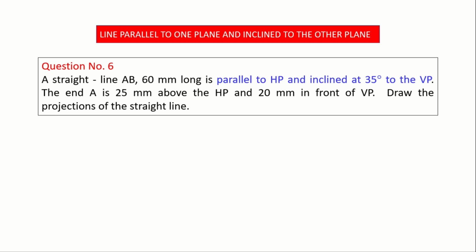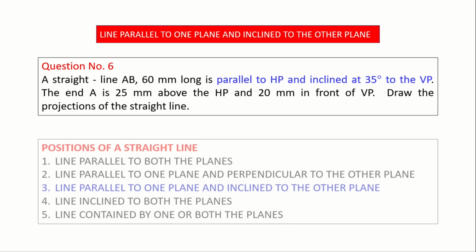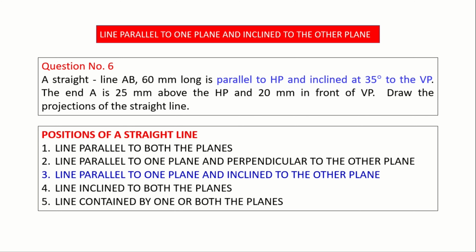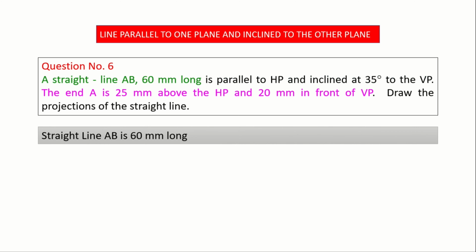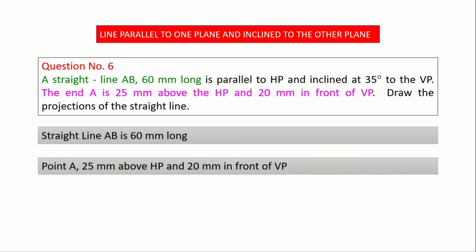It is given the line is parallel to HP and inclined at 35 degrees to the VP. So, the position of the given straight line is the line is parallel to one plane and inclined to the other plane. Also, it is given the true length of the straight line AB is 60 mm long. The end point A is 25 mm above HP and 20 mm in front of VP.